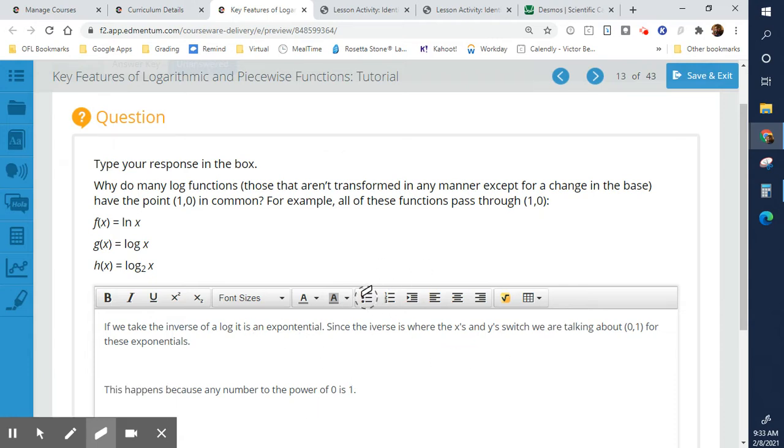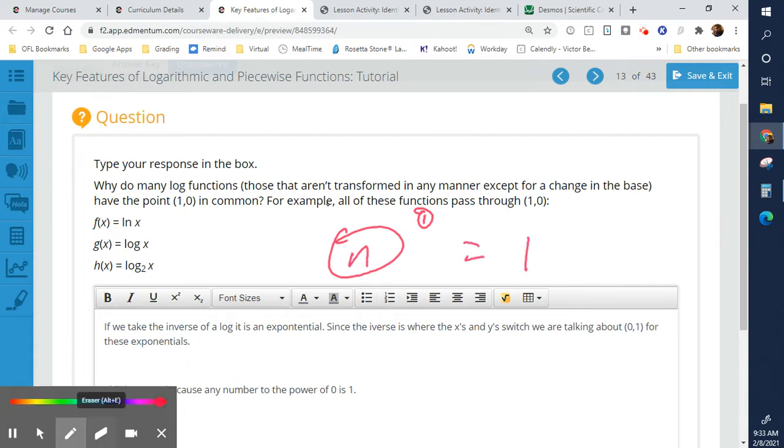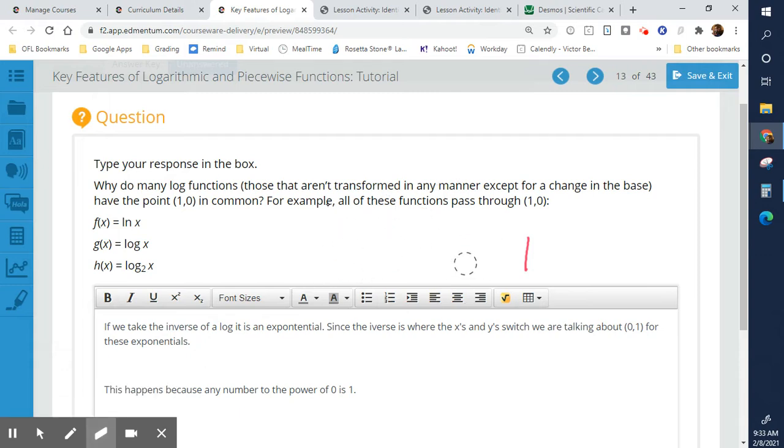So in an exponential, when you have something to the power of 0, so any number, I'm going to call it n to the power of 0, you have to get 1. So any number to the power of 0 equals 1. So if I wrote this as a log of any base, the log of 1 has to be 0. If we take this, what power of n is going to give us this 1? 0. So that's where I get this 1 comma 0.